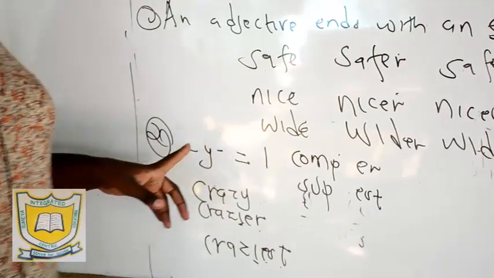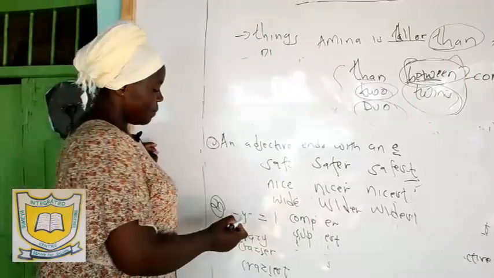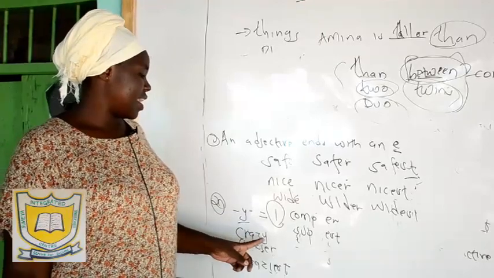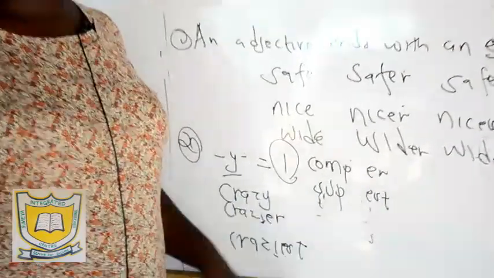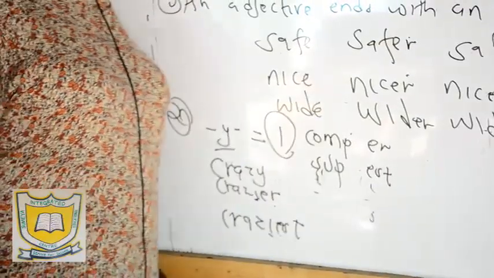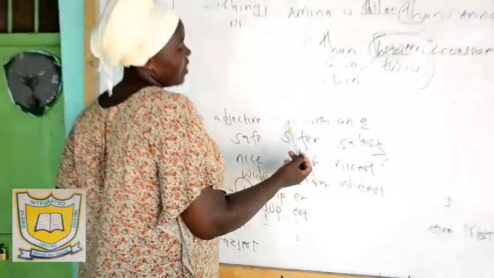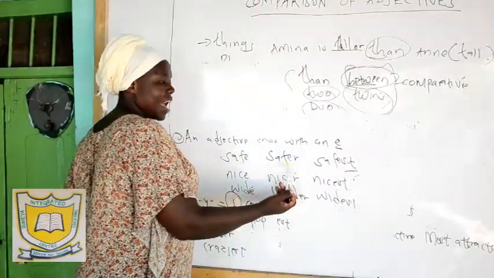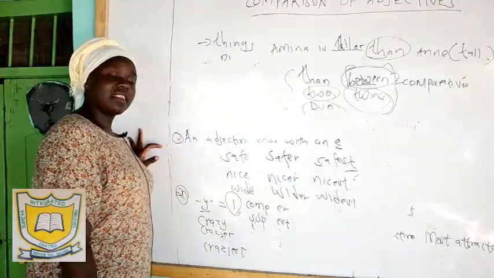So if an adjective ends with a y, you simply replace the y with an i, and then you add er if it is the comparative, and then you add est if it is the superlative. And then if an adjective ends with an e, then you simply add an r in the comparative and an est in the superlative.